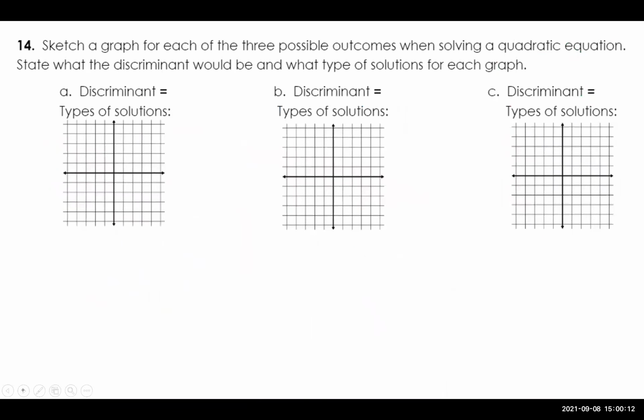Okay, number 14, sketch a graph for each of the following, each of the 3 possible outcomes when solving a quadratic equation. State what the discriminant would be and what type of solutions for each graph. So your discriminant formula is b squared minus 4ac. If you get a positive number, any positive number, you are going to get 2 real roots. So you just want any type of graph that crosses the x-axis twice. So we got one over here, one over here.